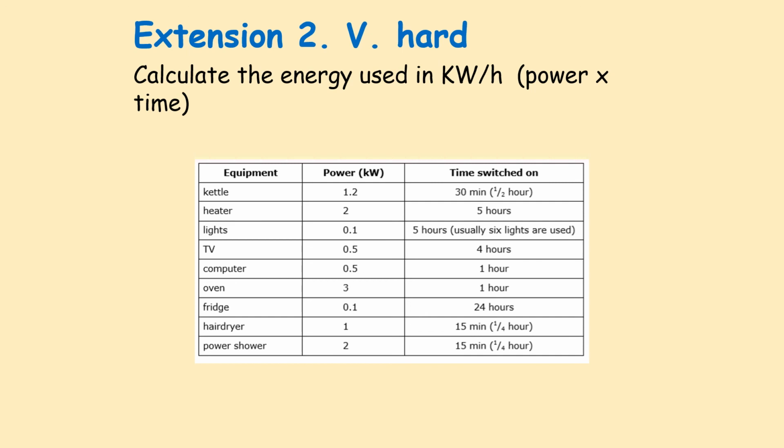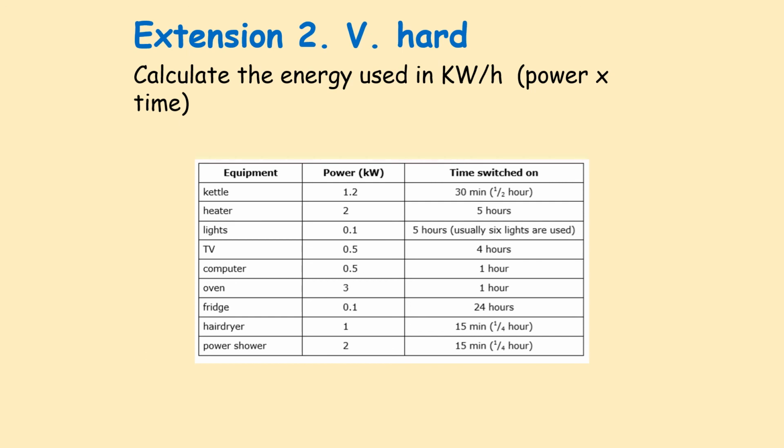So the heater, for example, second one down, its power in kilowatts is 2. So that's 2,000 watts, 2,000 joules every second. But it's been switched on for 5 hours. So how much energy is the heater using in kilowatt hours? So you take the power in kilowatts and multiply it by the time in hours. So 2 times 5, that's 10 kilowatt hours.